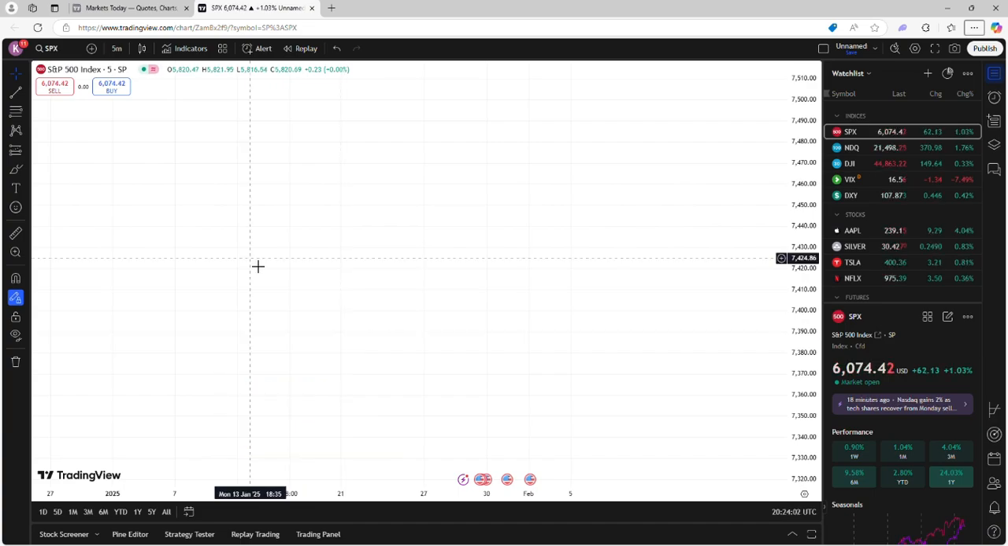Fair value gaps are a powerful tool, but like any strategy, they're most effective when combined with solid risk management and a clear trading plan.